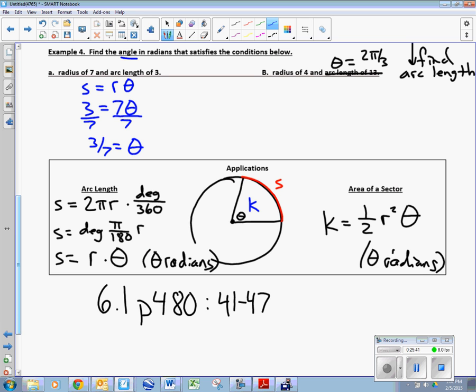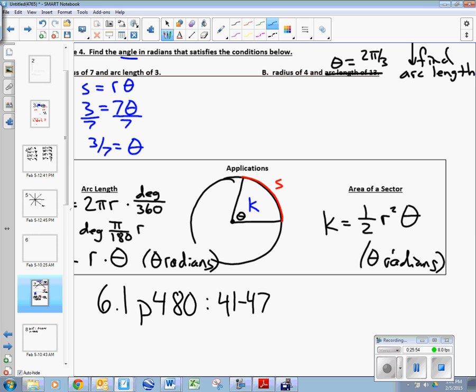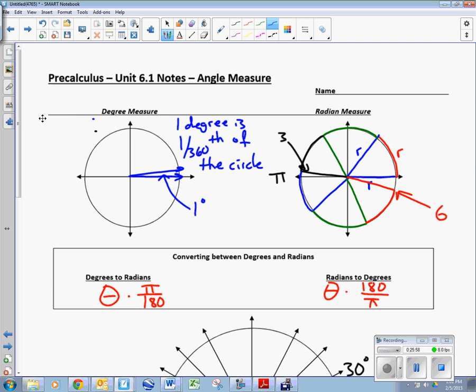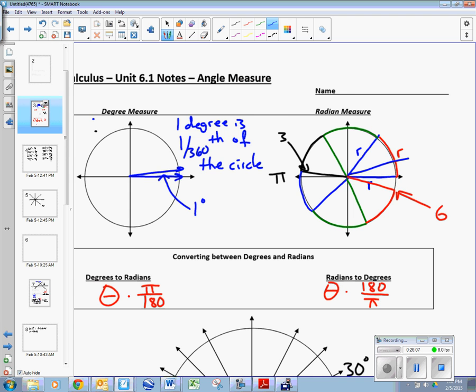3 pi over 7 would be 3 times 3.14 divided by 7. That would be much more. This is just 3/7. If you remember this mark right here, this is 1 radian. So 3/7 would be about like that. About that much.